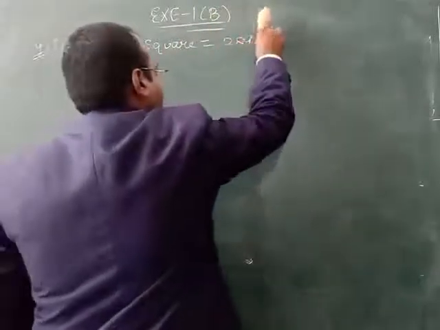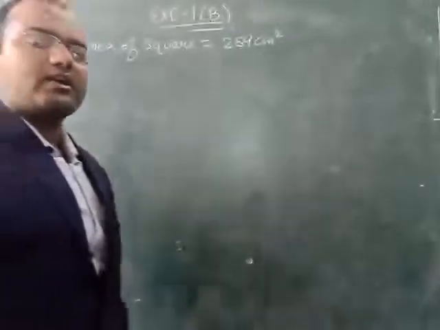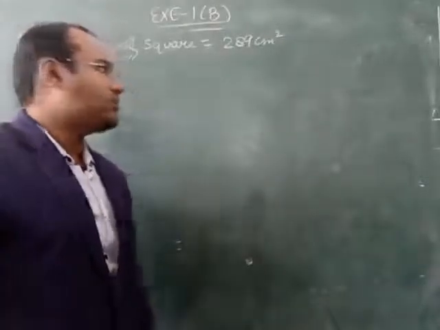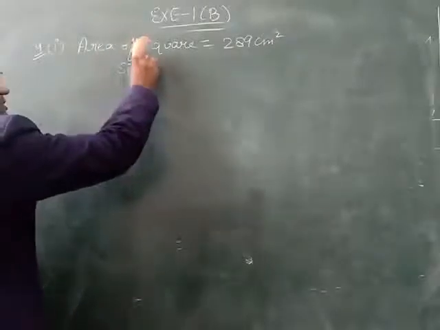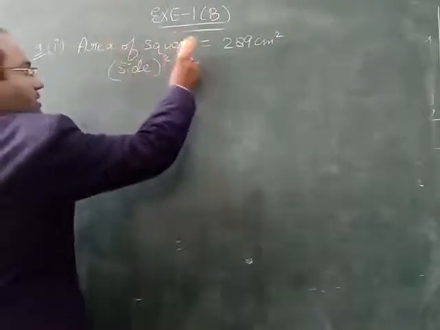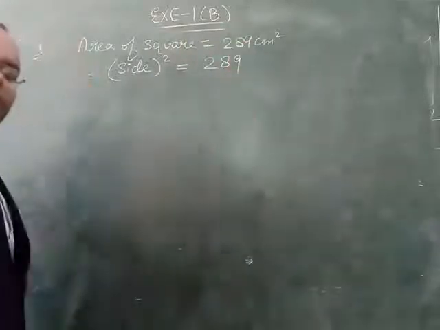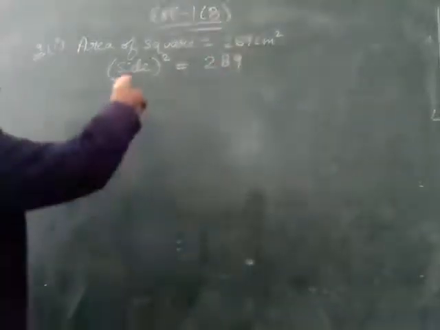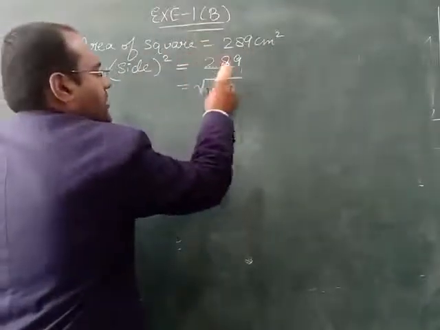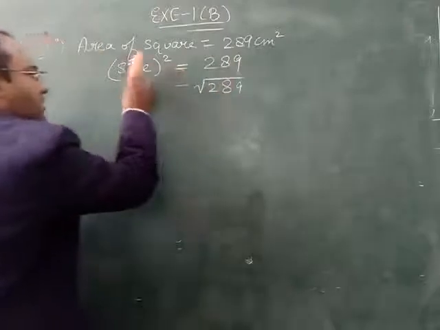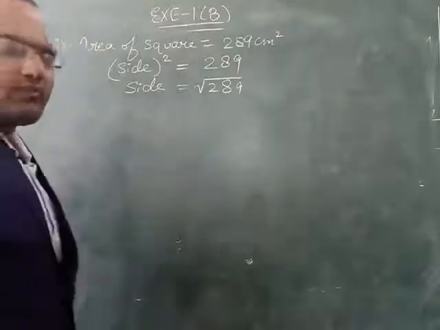289 centimeter square. First of all, we will do the same work as we had done in question number 3. We will use the formula for area of square. Area of square formula is side square is equal to 289. In the next step, what will we do? This square power 2 we will bring to the right hand side. So here we will take the square root of 289. On the left hand side we will write side. Now the square root of 289 we have to find.